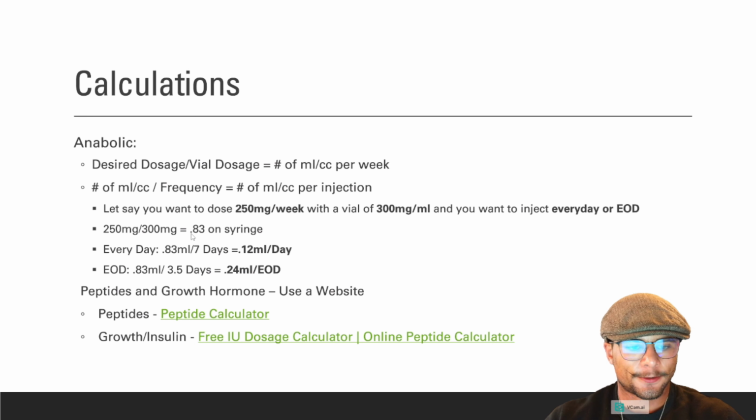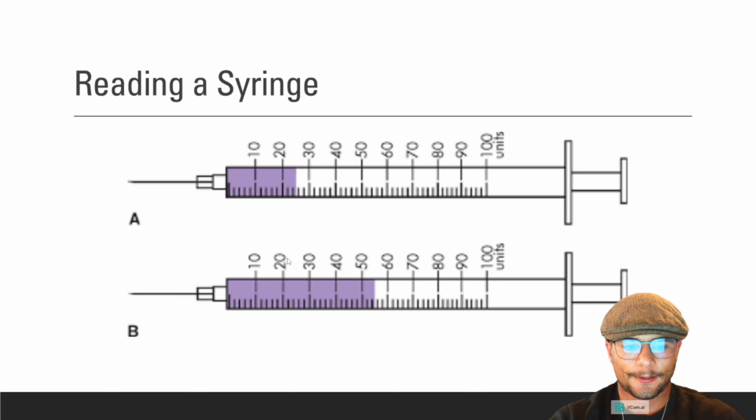But you draw there. So you want to do it every day injection. So that would be 0.83 milliliters divided by 7. So every day you inject 0.12 milliliters per day. Coming back, 0.12 here. You would be injecting this much medication every day.